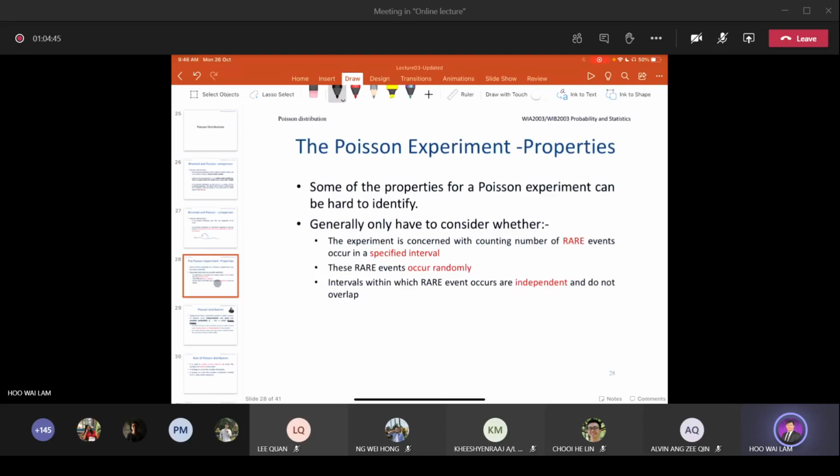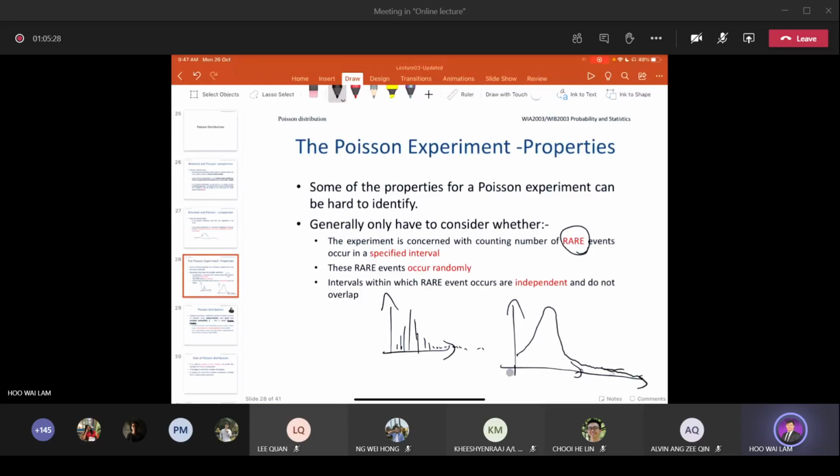So some of the probabilities of a Poisson experiment can be hard to identify. Generally, what you need to consider is that the experiment is concerned with counting the number of rare events. Again, we are looking at the shape, which is almost like this. Of course, this is a Poisson distribution, so it's supposed to look like this. And then it will keep going until infinity. I'm not saying that it's a continuous distribution. It's supposed to look like this, almost roughly. It will go down, and it will never touch the line.